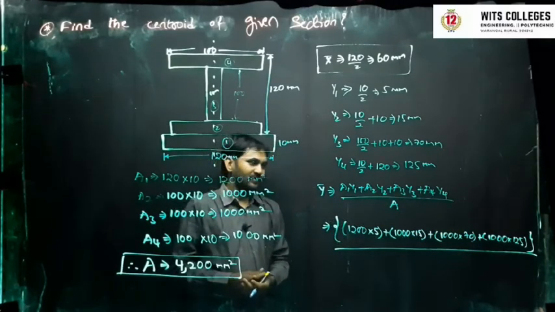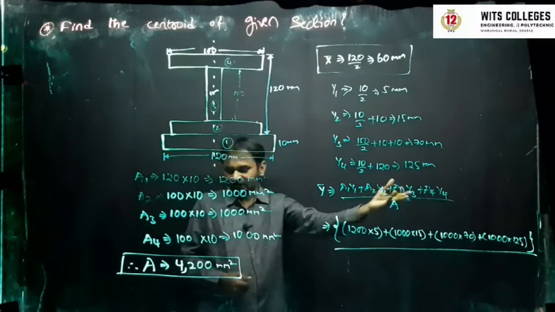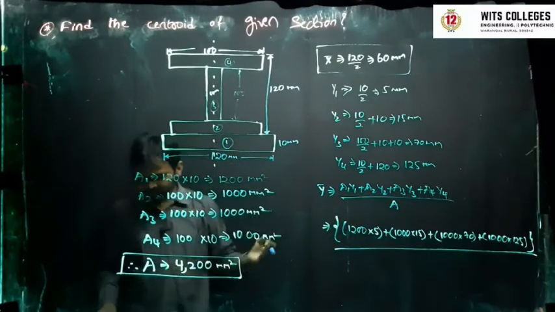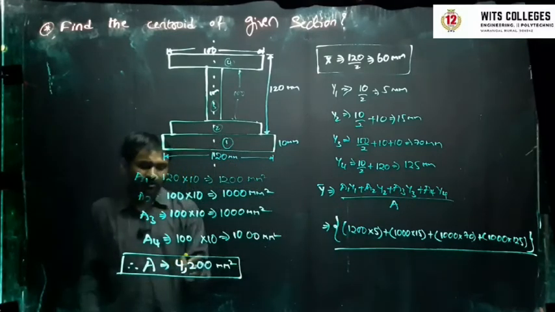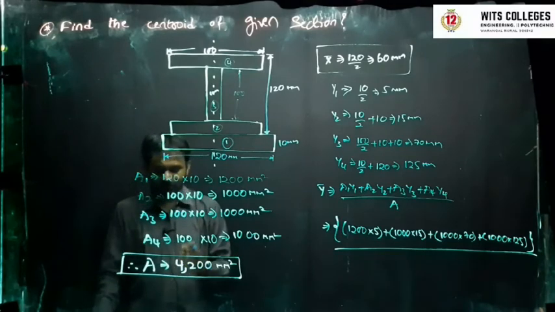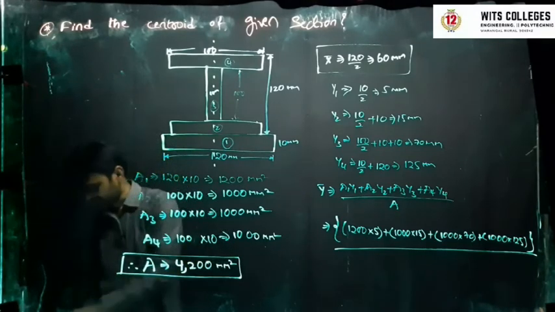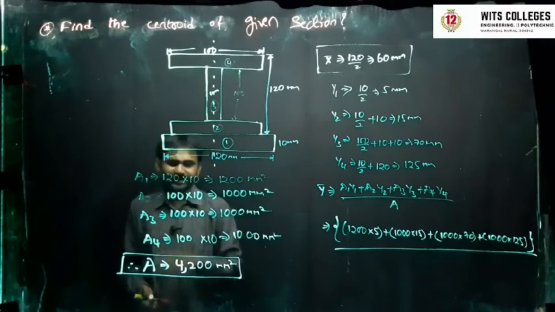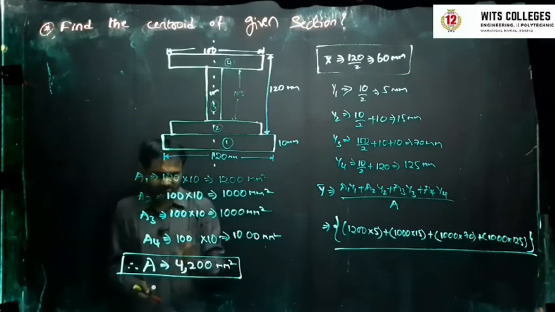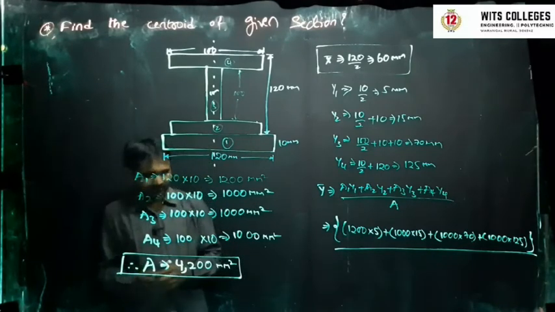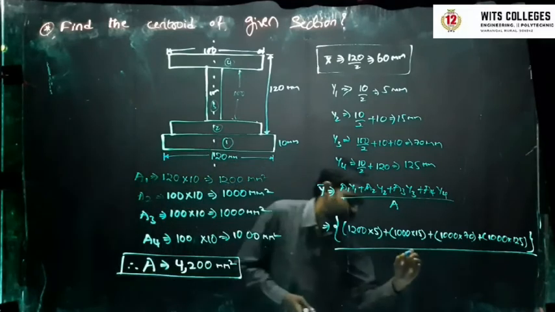So like this I have to calculate and divide by the denominator, which is the total area A, 4200 mm square, that is my whole area. A1, A2, A3, A4 area is nothing but 4200 mm square. From that I'm calculating.